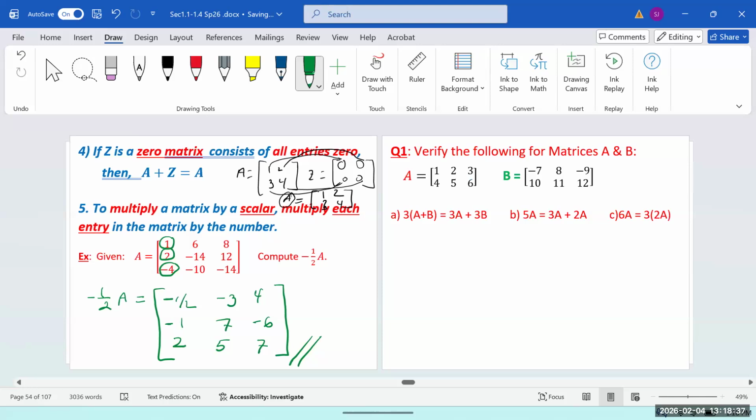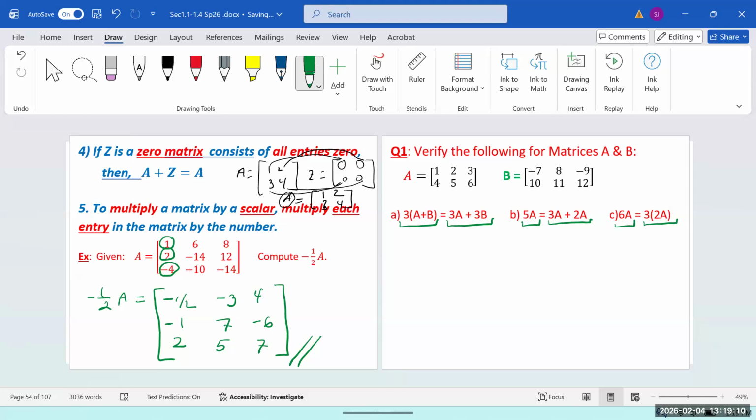Now, using these properties, there are a few questions. So here I have 3 of them. We don't have time for 3. I'm just going to do 1. Here they're asking to verify that in each equation, the left side is equal to the right side. So in B, we have 5a. This is the same as 3a plus 2a. In C, it says 6a is 3 times 2a.